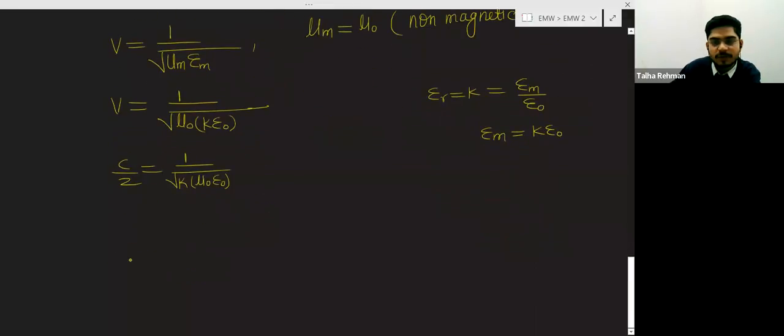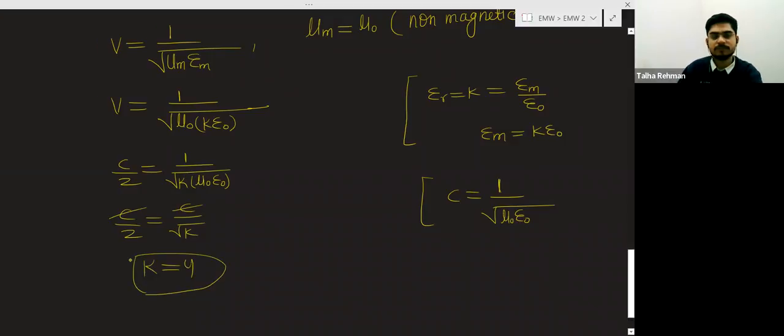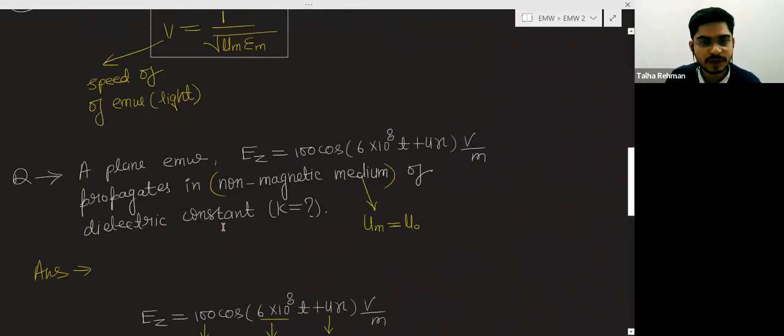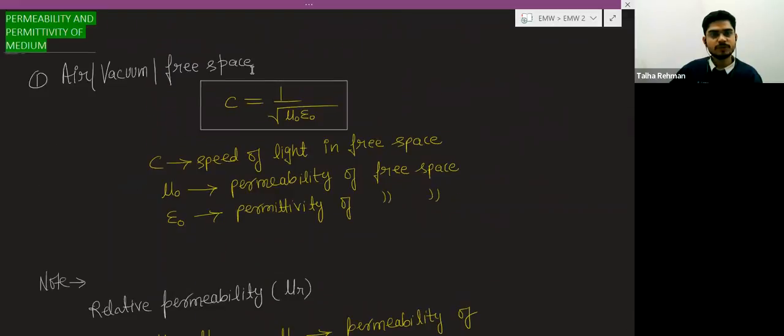So what is the speed of light? Speed of light in vacuum is given by 1 upon square root of mu naught and epsilon naught. So we can write c by 2 is equal to c divided by square root k. So basically c and c will be cancelled out. Square root of k is equal to 2. So the dielectric constant you will get is 4. Just note down, all of you.